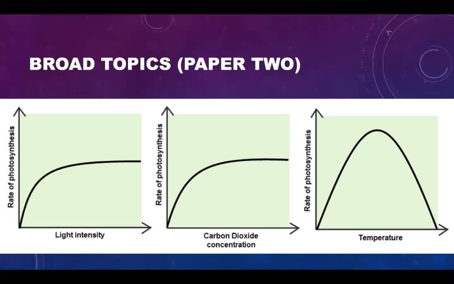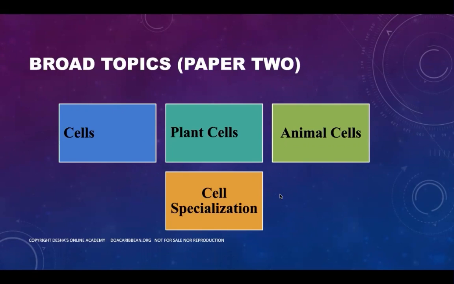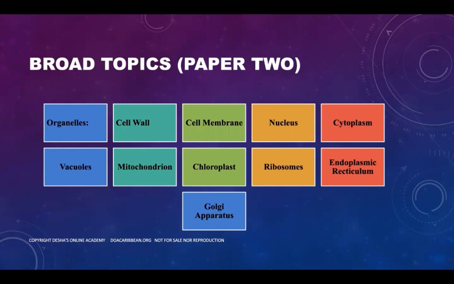Moving on to the best topic, cell biology. We know that the cell is the structural and functional unit of organisms. A high yield strategy going into the examination is you must know the different organelles found in plant and animal cells.